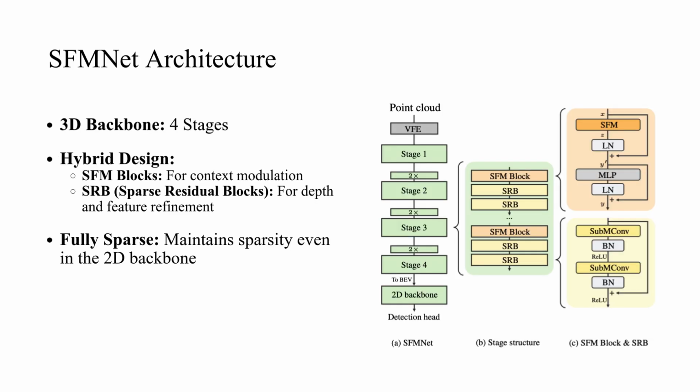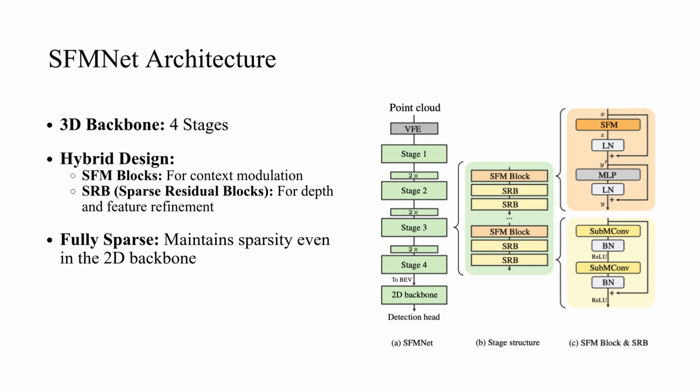We integrate this module into SFMNet, a fully sparse 3D detector. The backbone consists of 4 stages. In each stage, we use SFM blocks to establish a wide receptive field, followed by sparse residual blocks to deepen feature extraction. Unlike many competitors, we maintain full sparsity even in the 2D backbone, ensuring maximum efficiency throughout the entire pipeline.